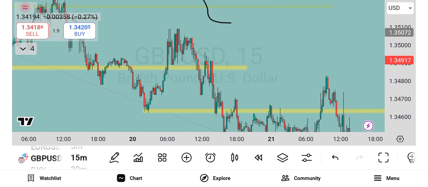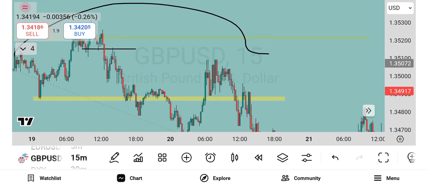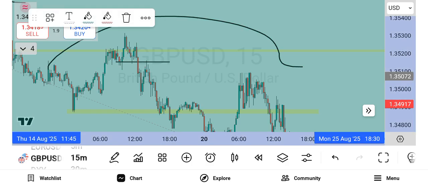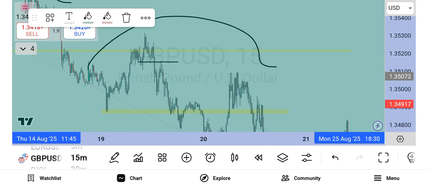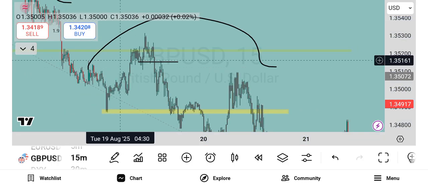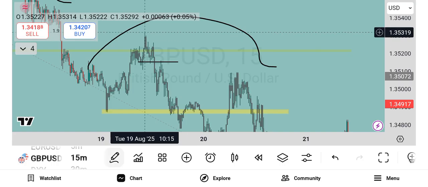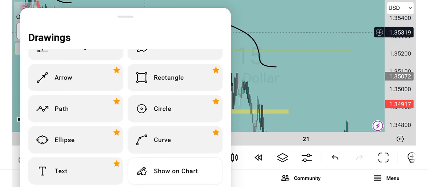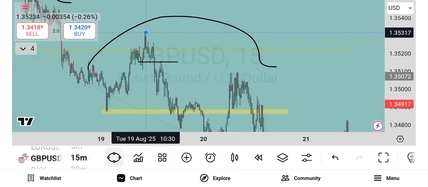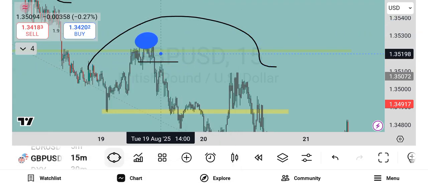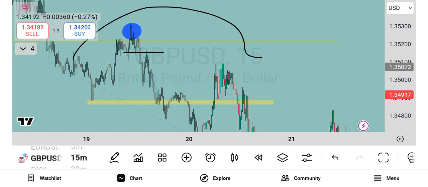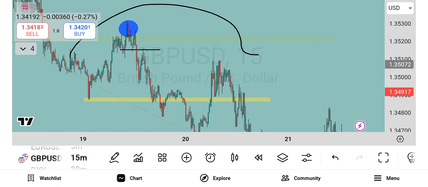But since I understood market structure and market direction, guys, I was waiting for price to break this high over here. Bruh, what's wrong with my TradingView, dog? Let me show you real quick, guys. I was waiting for price to break this high over here. If price broke this high, then I would be confident that price is changing direction.